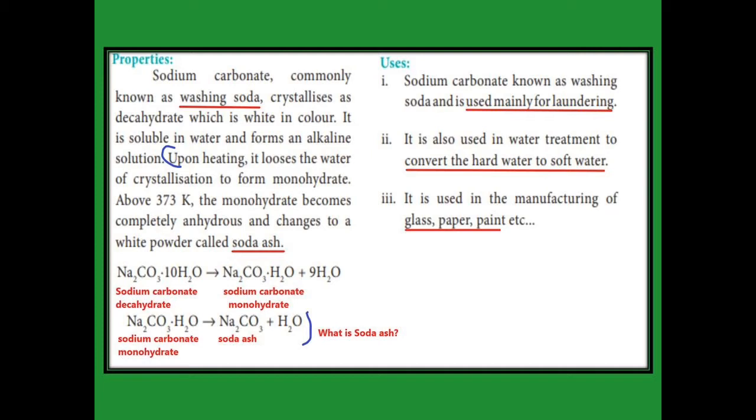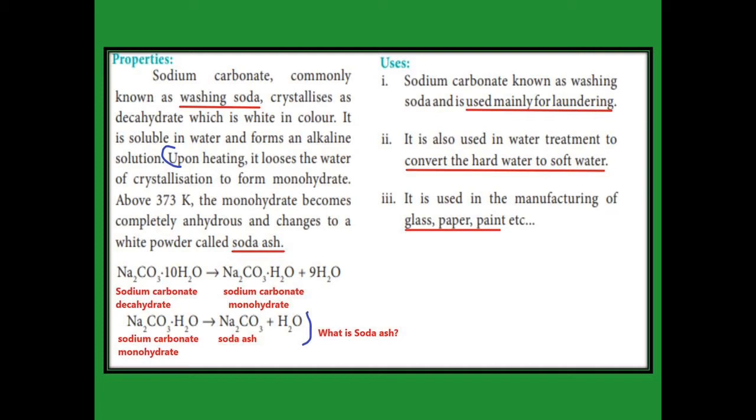It loses 9 moles of water, so it forms monohydrate. See the formula Na2CO3, 1 mole of water is called monohydrate. And again that sodium carbonate monohydrate, on heating above 373 Kelvin, forms sodium carbonate plus water. That anhydrous form of sodium carbonate is called soda ash.